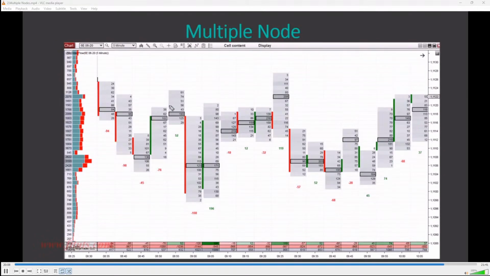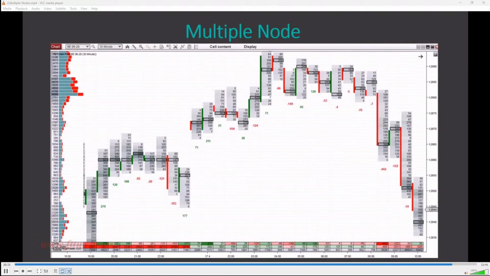Let's have a look at one more. There was a rejection of lower prices, and within that rejection, there was the double node. So this was a support. There were some candles above it, which is great. Pullback and long from there.